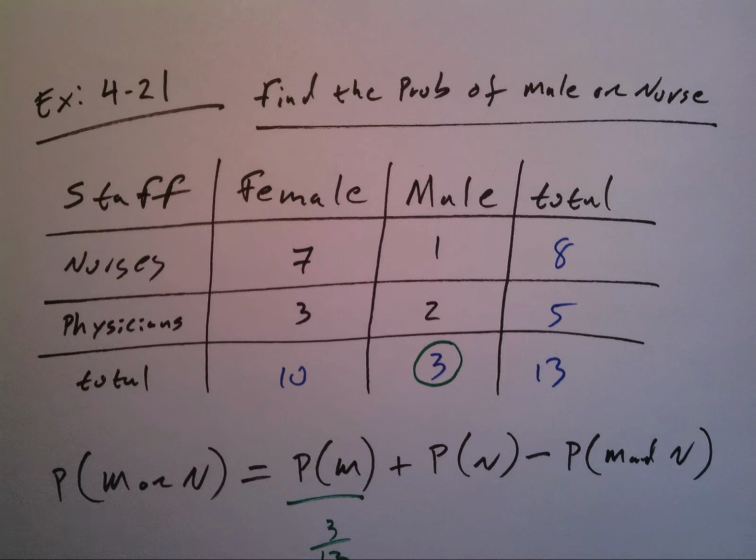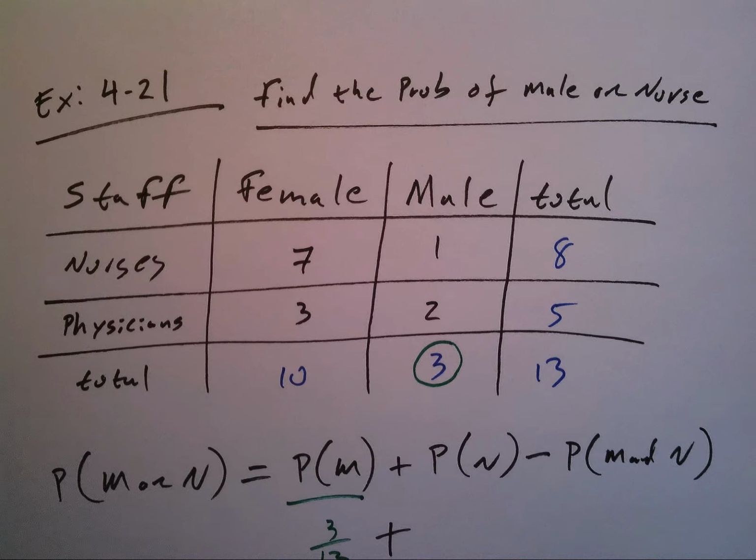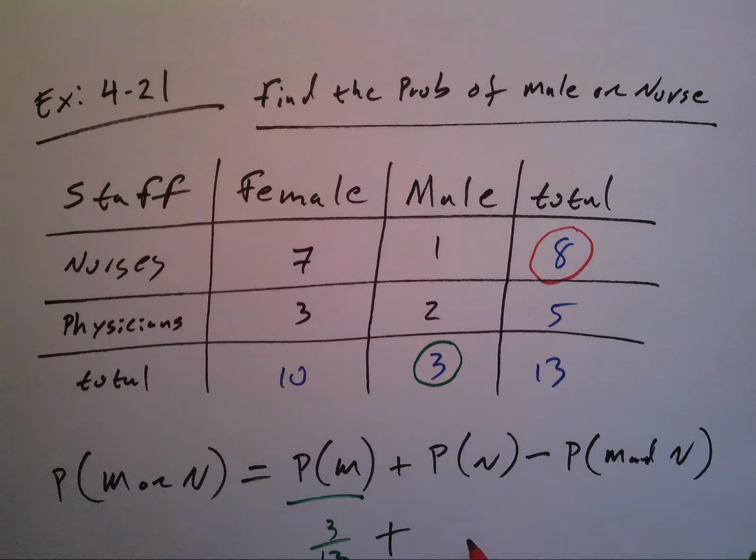Alright, I'm going to add to that the probability of having a nurse. Well, how many nurses do I have? Using red, I have 8 nurses, so that's 8 out of 13 for the probability of getting a nurse. Now, there's a problem. I have to take out the overlap. What do I mean by overlap? Well, the overlap is all of my males and nurses.